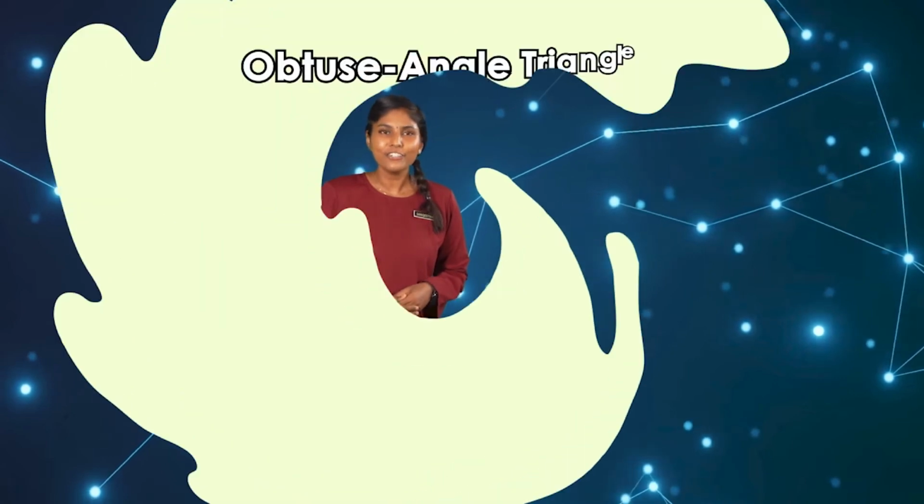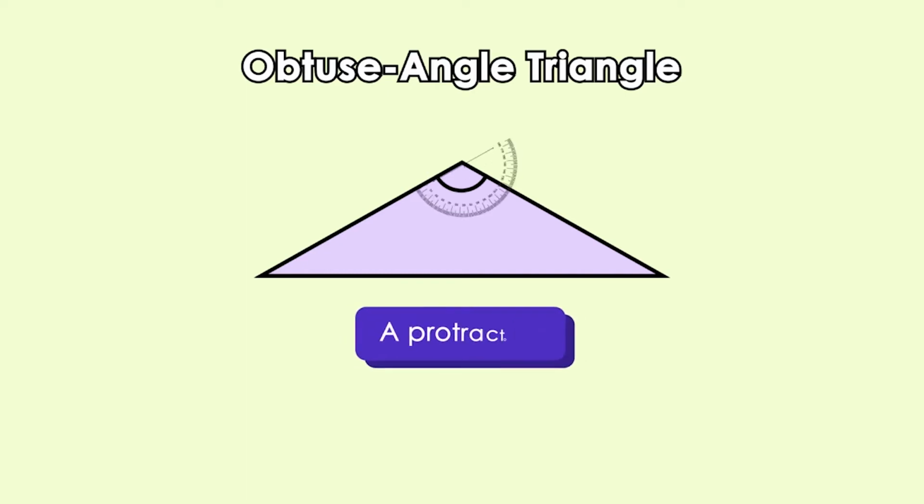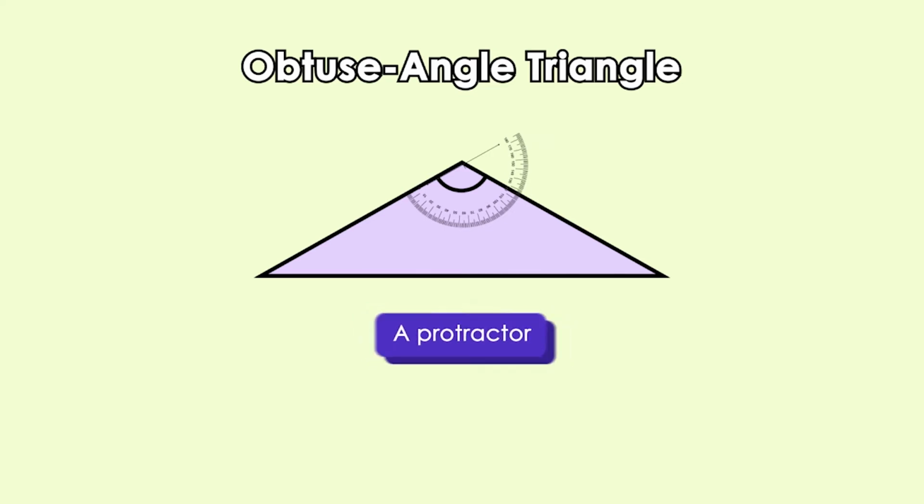Here, I have a triangle. Let us explore the angles in this triangle. I am going to measure each of the angles of this triangle. What tool do I use to measure the angles? Of course, a protractor. I am going to place the protractor on each angle and measure them. I am going to label the angles as I measure them.